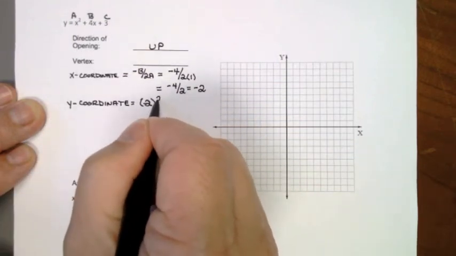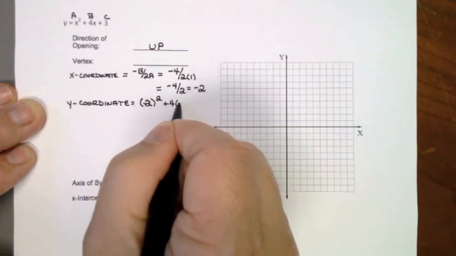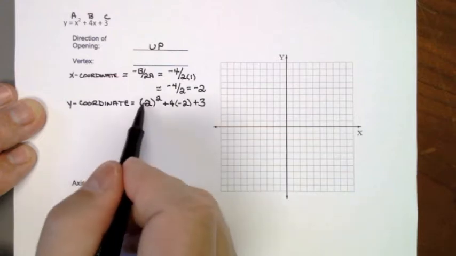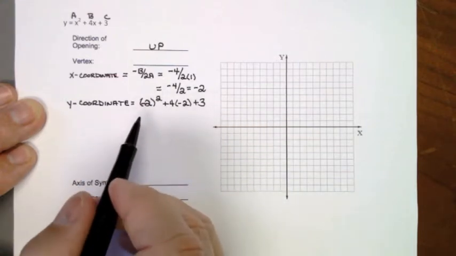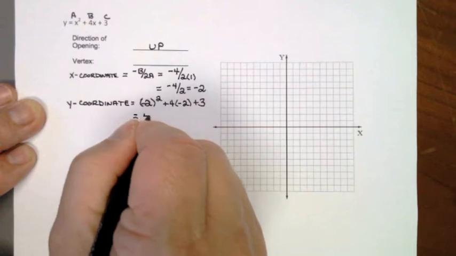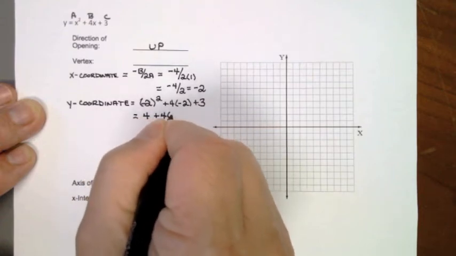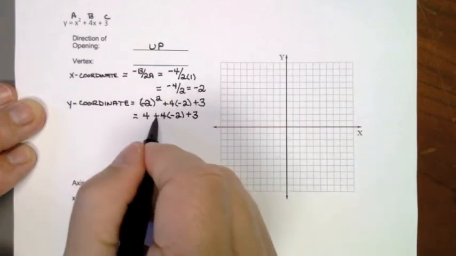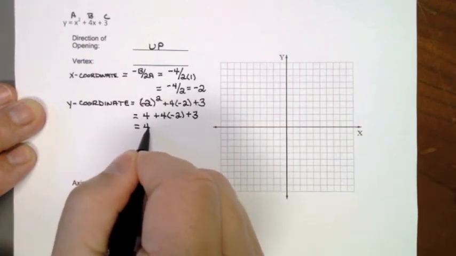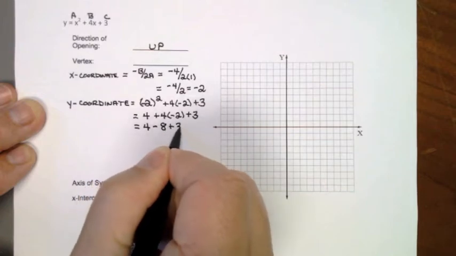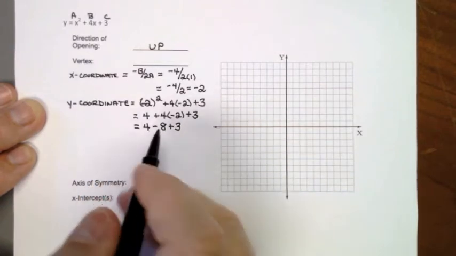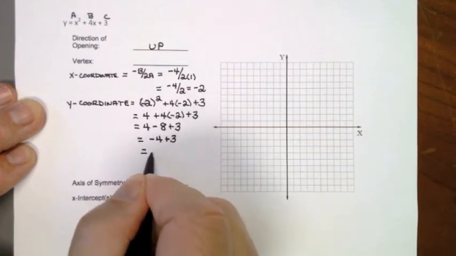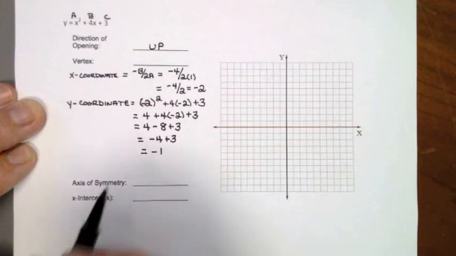Negative 2 squared plus 4 times negative 2 plus 3. Following my order of operations, I need to take negative 2 and square it. Negative 2 times negative 2 is 4. Plus 4 times negative 2 plus 3. Now I need to multiply positive 4 and negative 2. It gives me negative 8 plus 3. 4 minus 8 is negative 4, and negative 4 plus 3 is negative 1. That's going to be my y-coordinate.